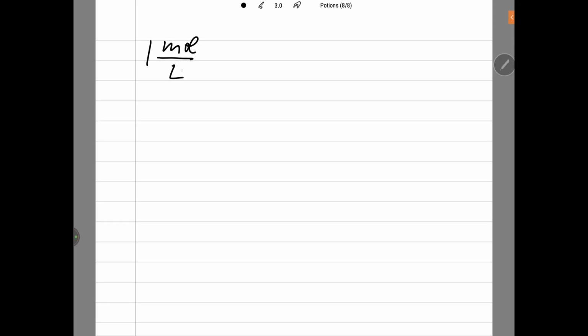So, how many milliliters is that? How many liters is that? So I have a 1 mole per liter stock. I want 0.01 mole. How many liters is that?